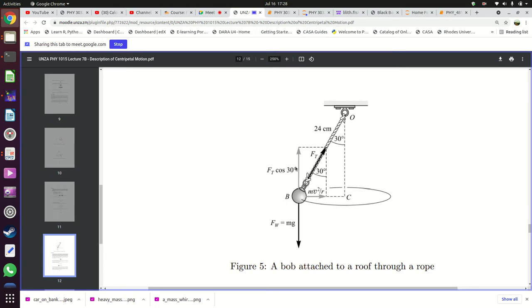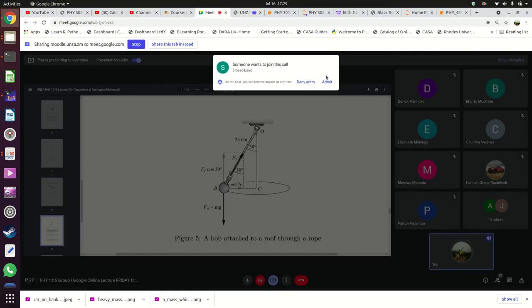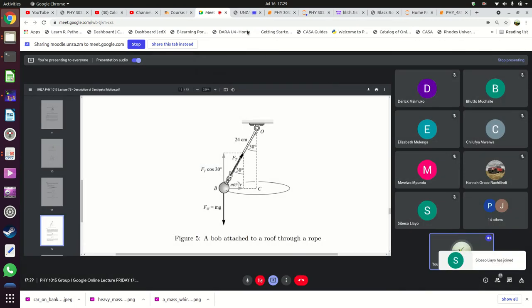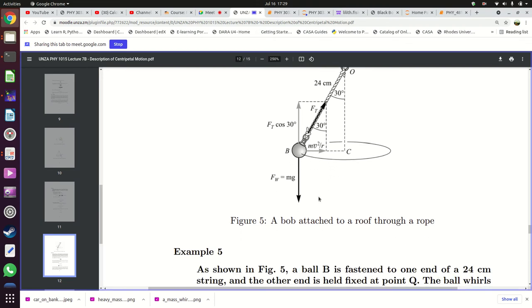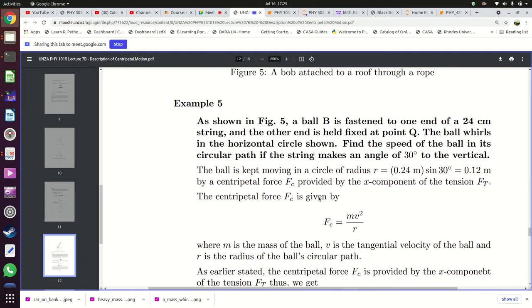So you are finding the X component of the tension, which is this. You're also finding the Y component of the tension, which is the one trying to lift the bulb up, while the X component is the one trying to make sure that this particular bulb stays in a circular path. This force here is FT cos theta. This other one here in this particular direction is FT sine theta. So in this particular example, as shown in figure 5.